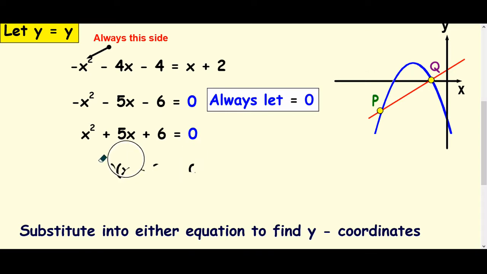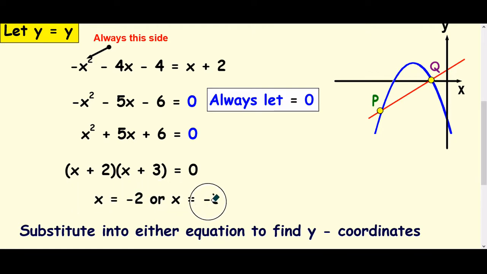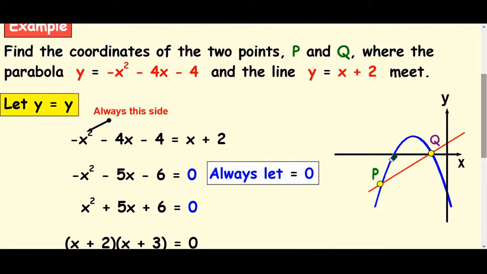So into double brackets, 2's and 3's this time, 2 times 3 makes 6, and you'll get a 2x and a 3x to give you the 5. So our x values, minus 2 or minus 3 to make 0. Again, similar to before, to get your y values, you can sub them into either. I would choose this, it's much easier to get a y value, but if you sub them in here, it should work out the same y value. But I'm going to put it into x plus 2.